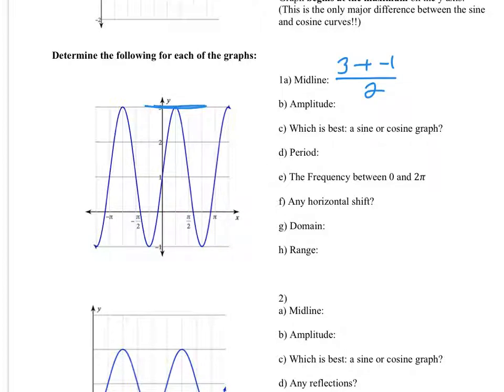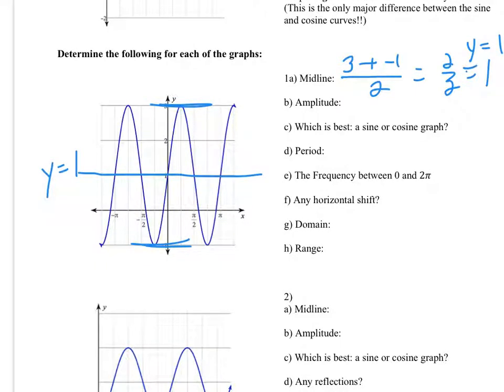So it's the highest value and the lowest value you could have, and you want to find the middle of that. So it's 2 over 2, which is 1. Technically, if I'm looking for a midline, excuse me, awesome drawing right there, it's a line, so it's y equals 1. That's the midline. The amplitude is the height from the midline.